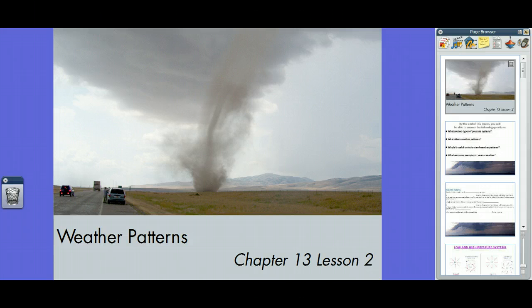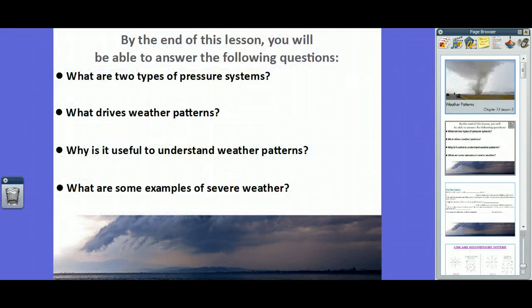Let's go ahead and get started with this. By the end of this lesson, you will be able to answer these four questions. What are two types of pressure systems? What drives weather patterns? And why is it useful to understand weather patterns? And what are some examples of severe weather?